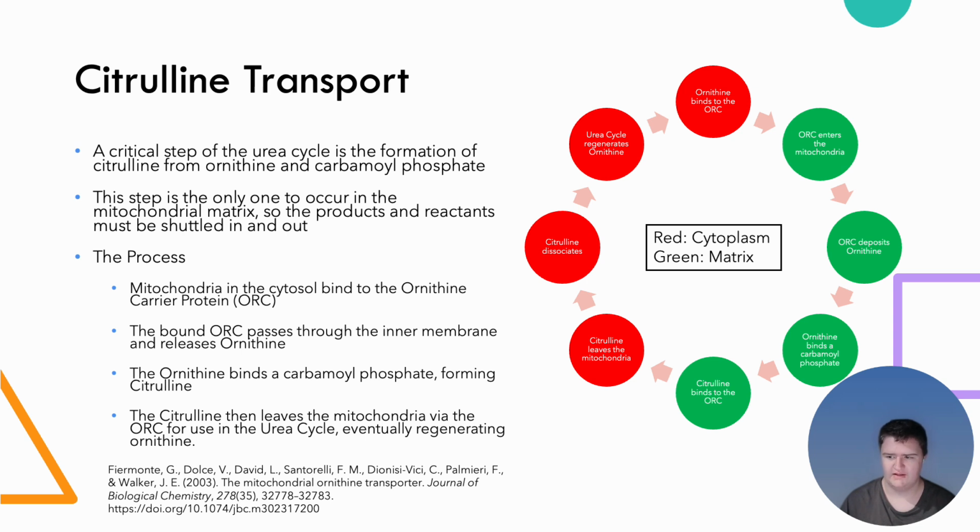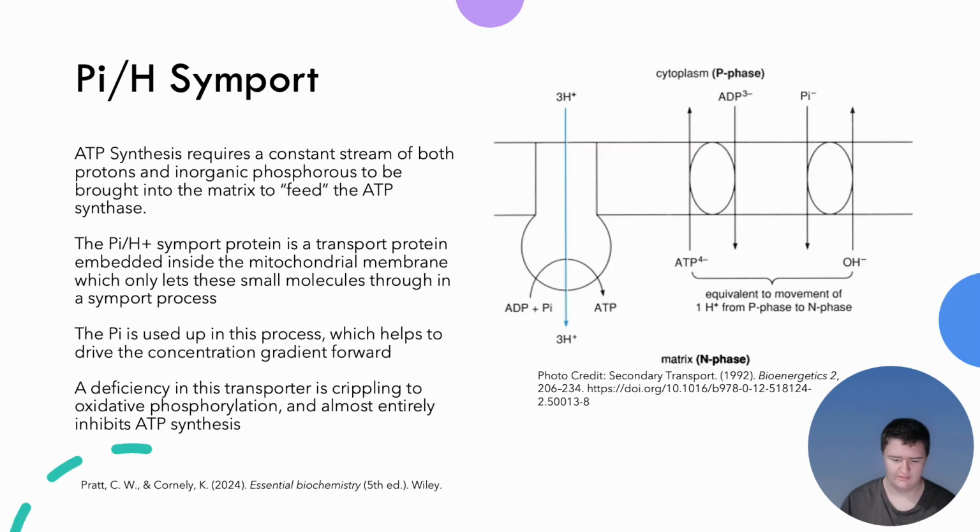The ORC is going to then drop off the ornithine, which will bind to a carboxyl phosphate, forming citrulline. The citrulline then binds back to the ORC and leaves the mitochondria, where it will separate from the ORC and go down into the urea cycle, which will regenerate the ornithine, and the cycle is allowed to continue.